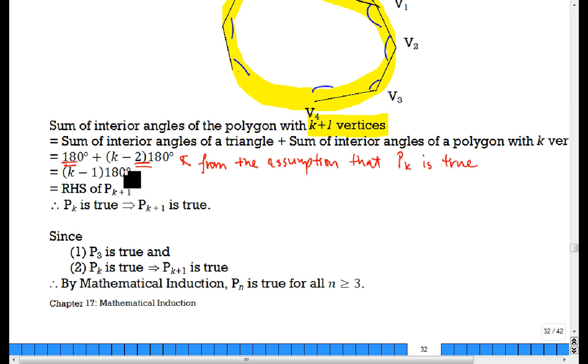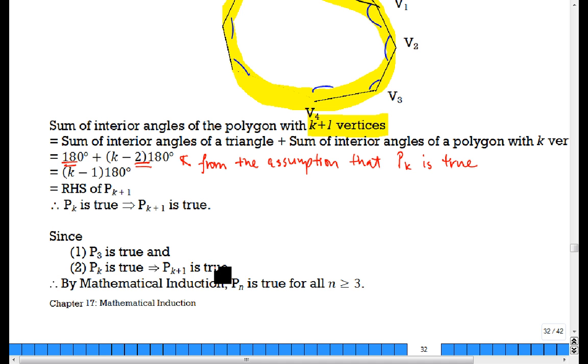Okay, let's put everything together. I know it's a bit tough going, but let us put everything together. Remember, we have shown that for a triangle, that formula works. That means for a 3-sided figure, the sum of the angles is 180. And then we assume Pk is true. This will imply Pk plus 1 is true. If Pk is true, the keyword is if, Pk plus 1 is true.